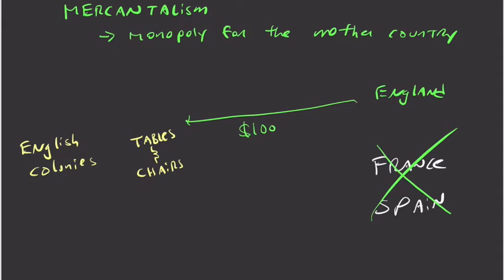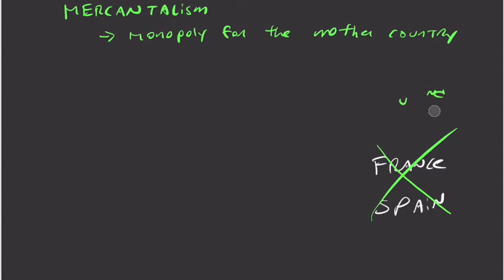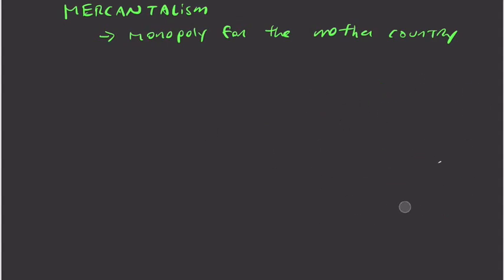And England would say, well, if you want to have chairs and tables, then you have to buy them from us, and you have to pay $100. So the English colonies would be forced to buy them. Now, again, if England charged $1,000, the English colonies would just not buy them because it would be unaffordable, right? But the idea, though, is a monopoly drives up prices.